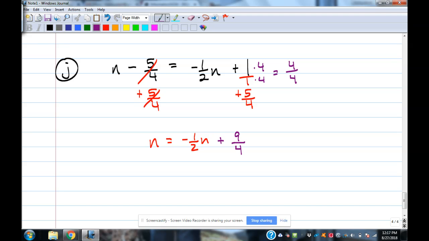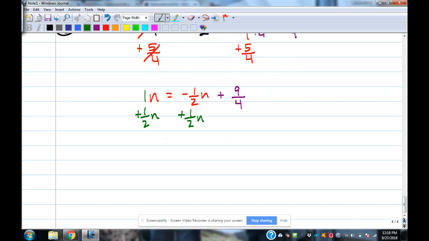Now what? Add the 1/2 n. What's in front of this n on the left? Well, 1. So there's that 1 again. And 1 plus 1/2, well, that's really 2 over 2 plus 1/2, which is 3 over 2 n. Equals 9 over 4.